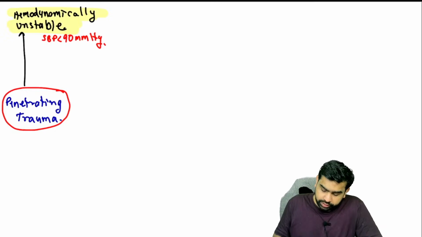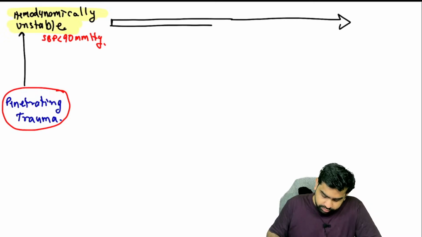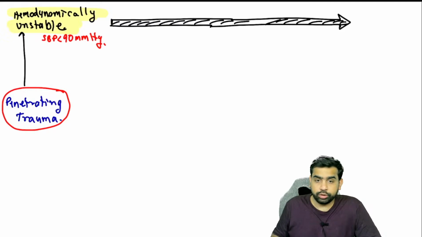Now if the patient is hemodynamically unstable, do you need any other investigation? No, you do not need any other investigation. Straight away you have to perform an exploratory laparotomy. You need no other investigation, and straight away you have to perform an exploratory laparotomy. I hope you are able to understand this.